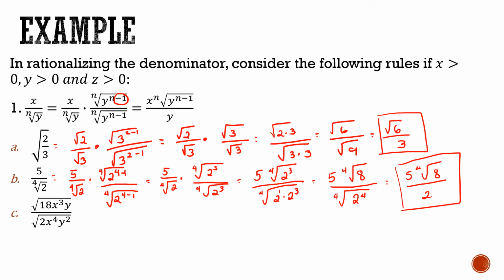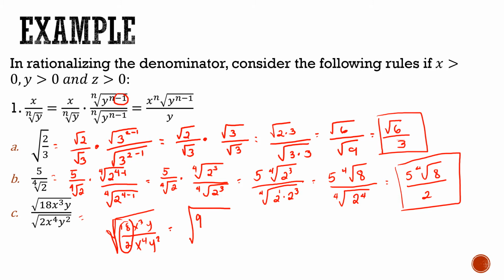So for the last example, we can actually combine 18x cubed y over the square root of 2x to the fourth y squared, since our indexes are the same. So we can write this as the square root of 18x cubed y over 2x to the fourth y squared, and then simplify. So we will divide by 2. We have 18 divided by 2, we have 9. Okay, the square root of 9.